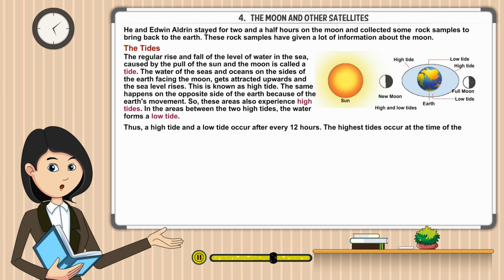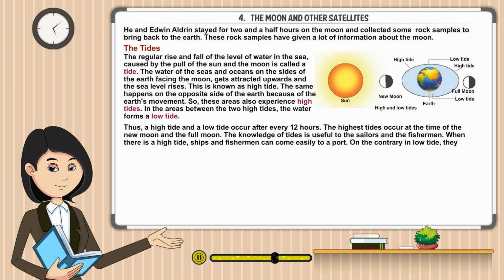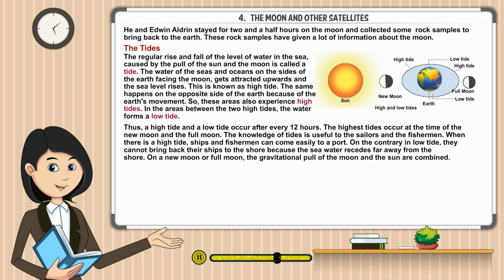Thus, a high tide and a low tide occur after every 12 hours. The highest tides occur at the time of the new moon and the full moon. The knowledge of tides is useful to the sailors and the fishermen. When there is a high tide, ships and fishermen can come easily to a port. On the contrary, in low tide, they cannot bring back their ships to the shore because the sea water recedes far away from the shore.